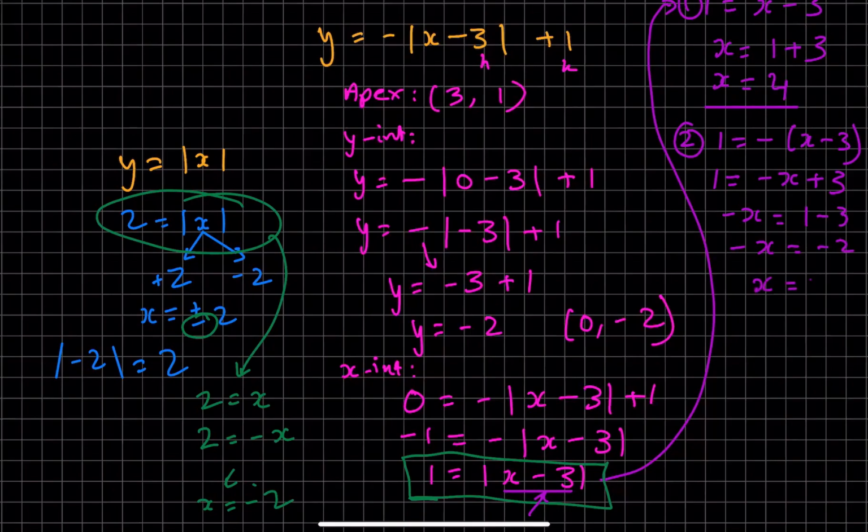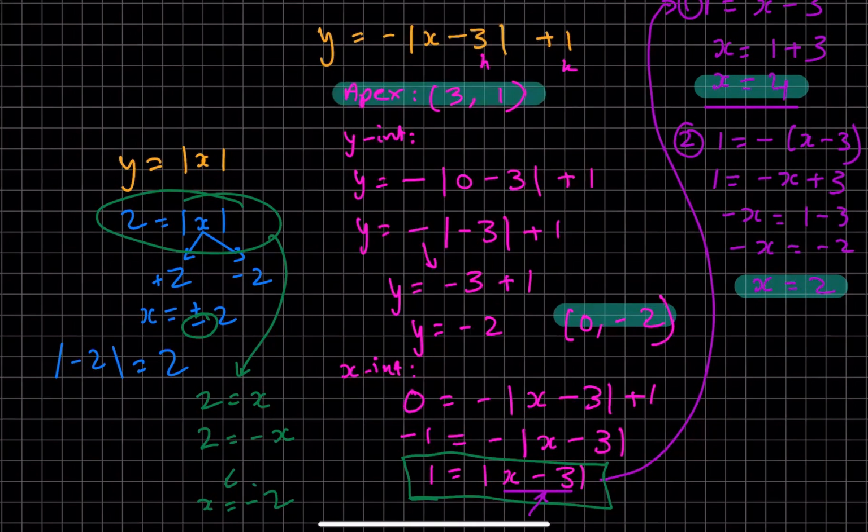Therefore, x equals 2. So our 2 x-intercepts for this graph are going to be at x equals 4 and at x equals 2. Our y-intercept will be at 0, -2, and our apex will be at 3, 1. Alrighty, let's go ahead and graph this equation.